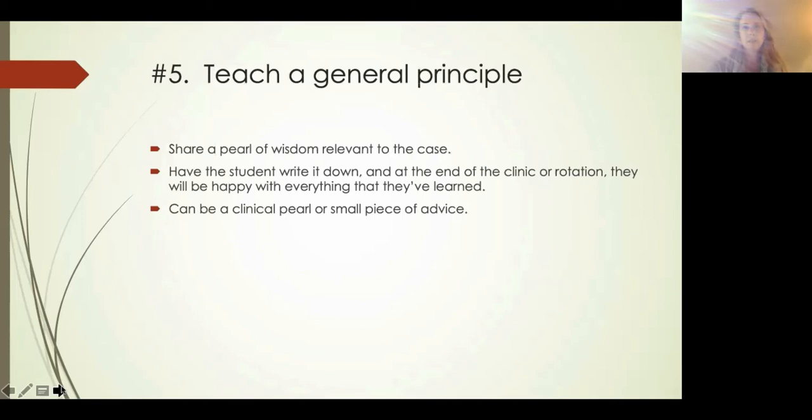Number 5, here's your moment to teach one general principle. You can do this by sharing a pearl of wisdom, mnemonic, or a small piece of advice. Have your student write it down. At the end of their rotation, they will have a whole collection of hopefully valuable clinical pearls that they can carry forward to their next clinical experiences.